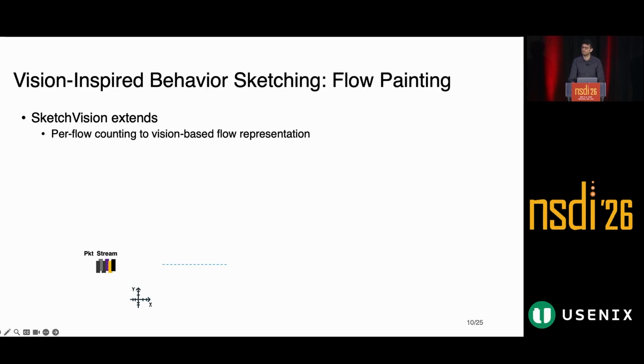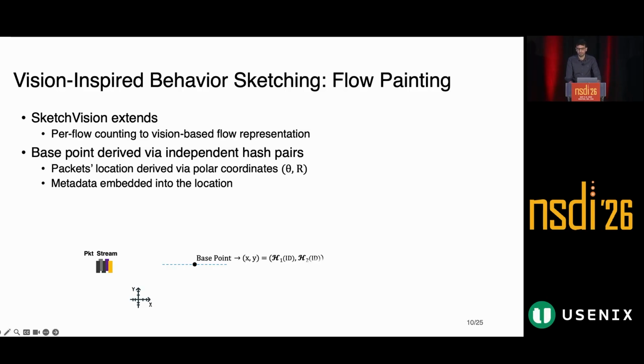First, we extend the conventional per flow counting sketch into a vision-based representation of per flow behavior, a process we refer to as flow painting. For each incoming packet belonging to a flow F, we first apply a pair of independent hash functions to map the packet to a base point within a 2D sketch universe. Subsequent packets are then encoded relative to this base point by transforming their temporal pattern into polar coordinates using angle theta and radius r. Here, r captures the average packet arrival time, and theta represents the timing of individual packets.